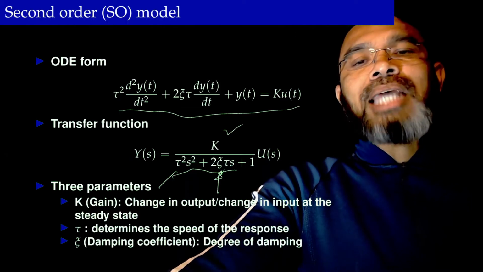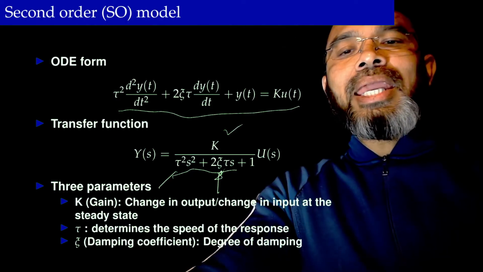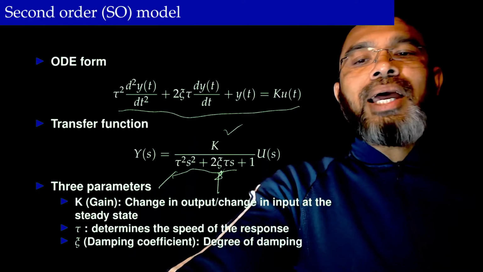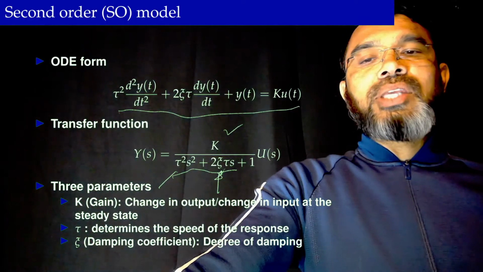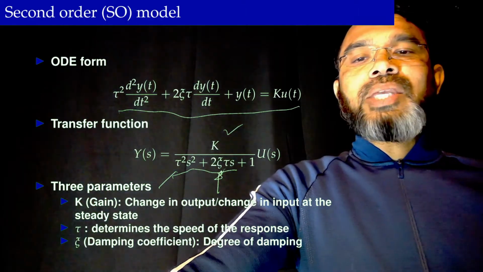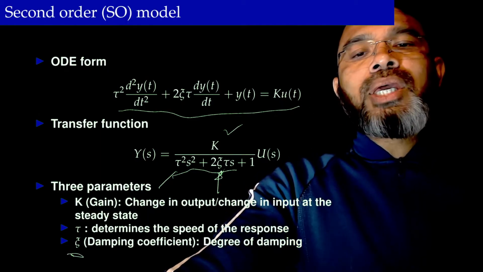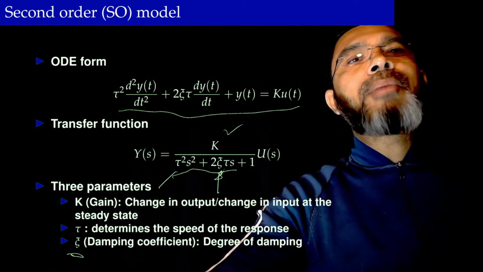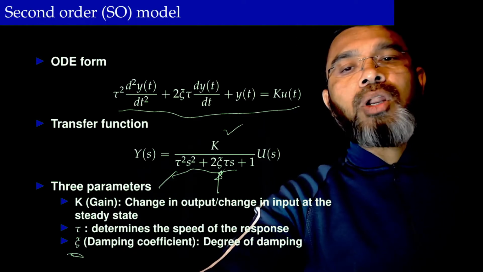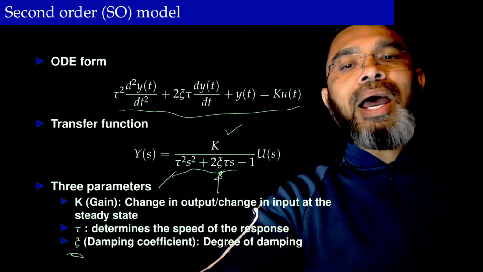So for simplicity, we will keep the time delay term out and we will consider the effect of these three parameters. Now k again is called the gain, and it's the change in output per unit change in the input at the final steady state value. And tau determines the speed of the response, and this xi or zeta, whatever symbol you use, is called the damping coefficient, and this determines the degree of damping.